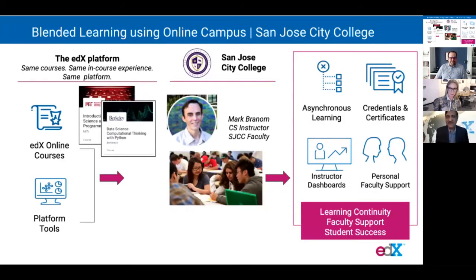And so one concrete example that has been very successful is at San Jose City College. It's a great community college in California. What they're doing, and here you see an image of Mark Branham, who's an instructor in computer science. And they're using the edX platform and platform tools. And they're using many courses from Berkeley, MIT, and others for their students. So one example is they have the students watch the asynchronous videos and solve problems online. And the professor, Mark, helps the students stay on track. And he might help them along. He might also give them support.